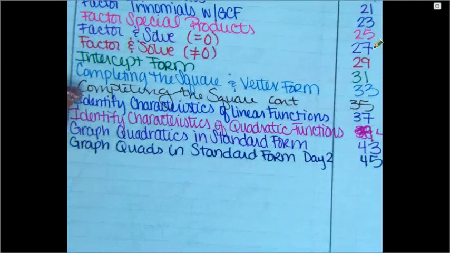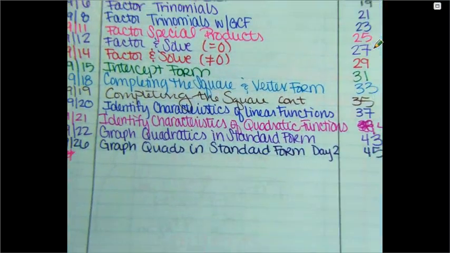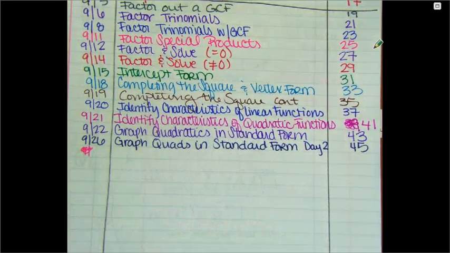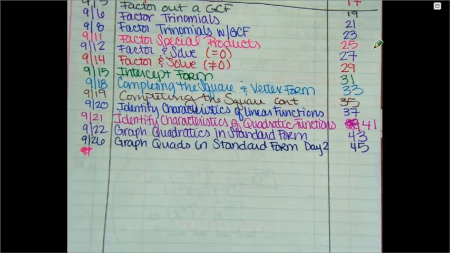But I don't know. I know their directive is straight shirts. So. All right, graph quads in standard form. In parentheses, instead of day 3, let's say all of it. You're doing all of it.